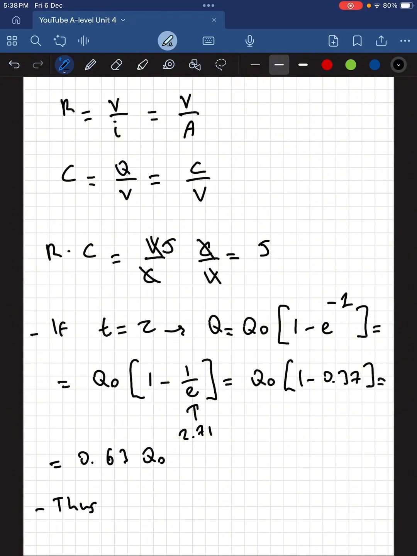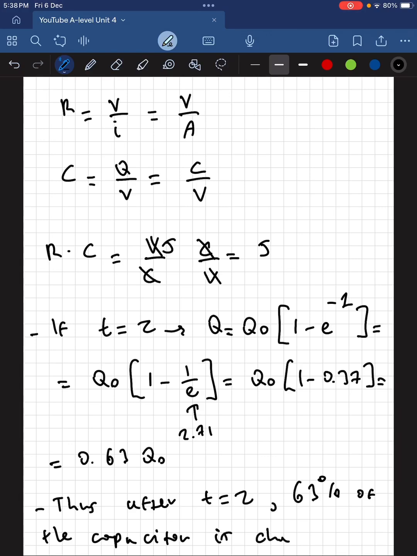Thus, after some time t equal to tau, 63% of the capacitor is charged. Okay, be careful because this is the charging curve. The same does not apply to the discharging curve.